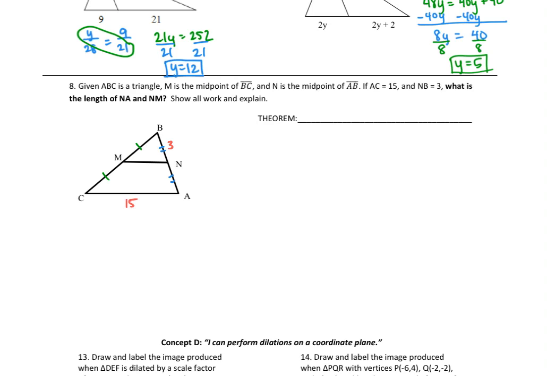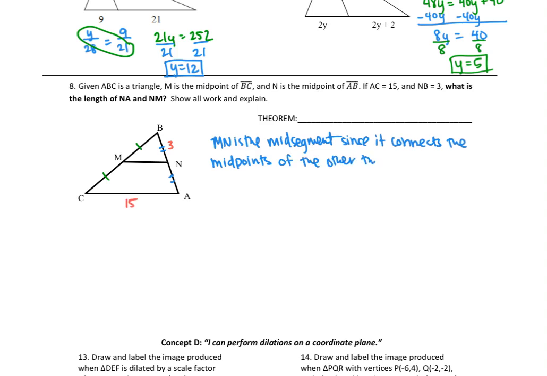So because M is the midpoint and N is the midpoint, that makes MN the midsegment. So MN is the midsegment since it connects the midpoints of the other two sides. So we're going to use triangle midsegment theorem.